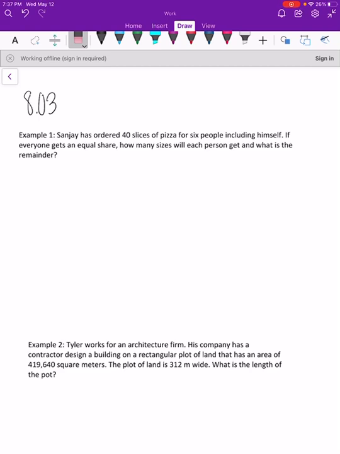Okay, for our first example, it says Sanjay has ordered 40 slices of pizza for 6 people, including himself. If everyone gets an equal share, how many slices will each person get, and what is the remainder? So we have 40 slices altogether, and there are 6 people. If we want to break this up evenly, we need to divide 40 by 6, and that will tell us how many slices of pizza each person gets.